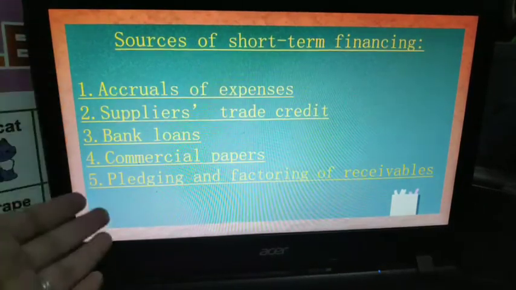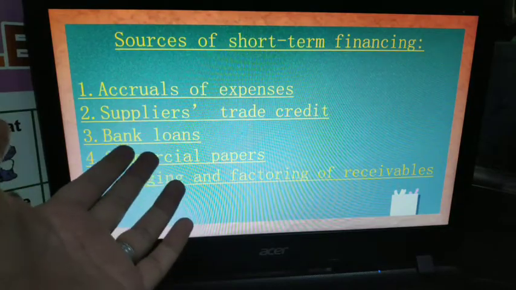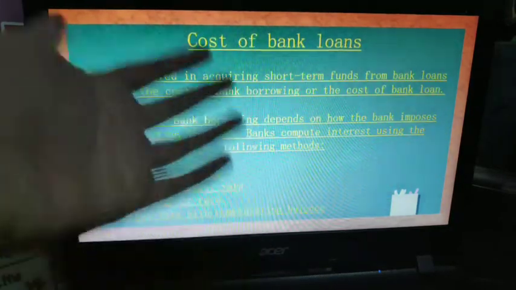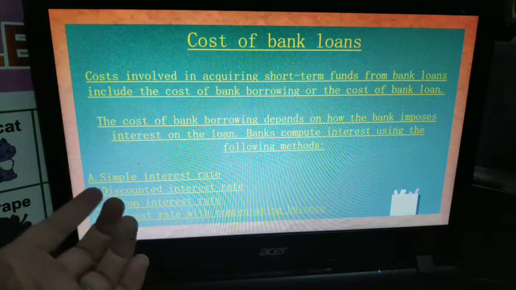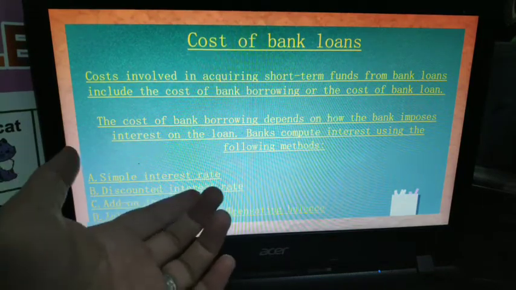So for this, among the enumerated sources of short-term financing, we're only focusing on bank loans, and then for the cost of bank loans, we are focusing only on the topic simple interest rate and then discounted interest rate.